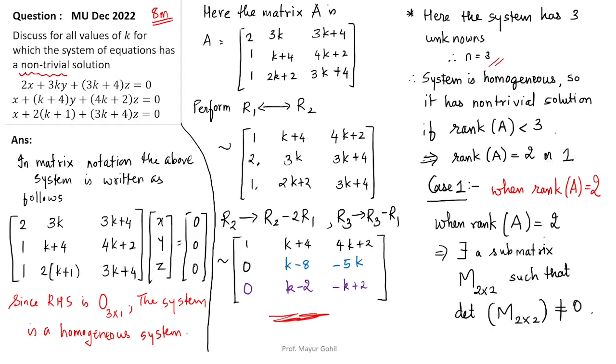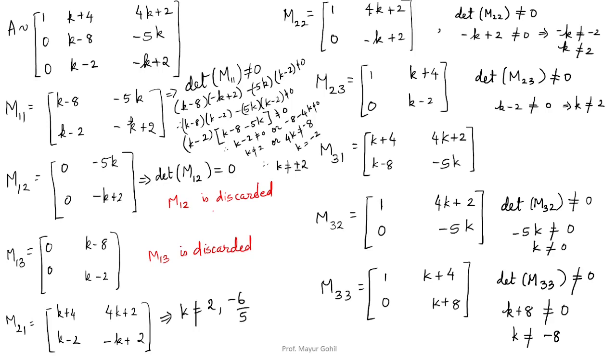So when rank of A is 2, it means that there is a submatrix of order 2 cross 2 whose determinant has to be non-zero. So we find out all possible cases over here. There are 9 such submatrices that can be obtained, so we write down those 9 matrices. This is the first matrix M11, M12 the second matrix, this is the third matrix, this is the fourth matrix, M22 is the fifth matrix, M23 is the sixth, M31 is the seventh matrix, M32 the eighth one, and M33 the ninth matrix. Okay, so these are the 9 matrices that we obtain.